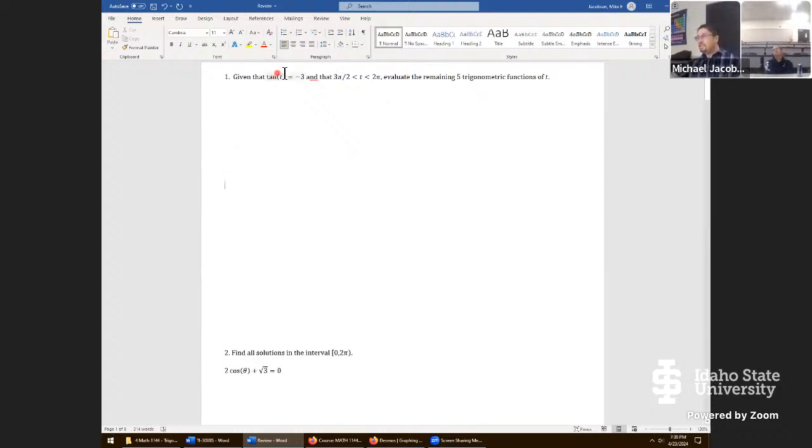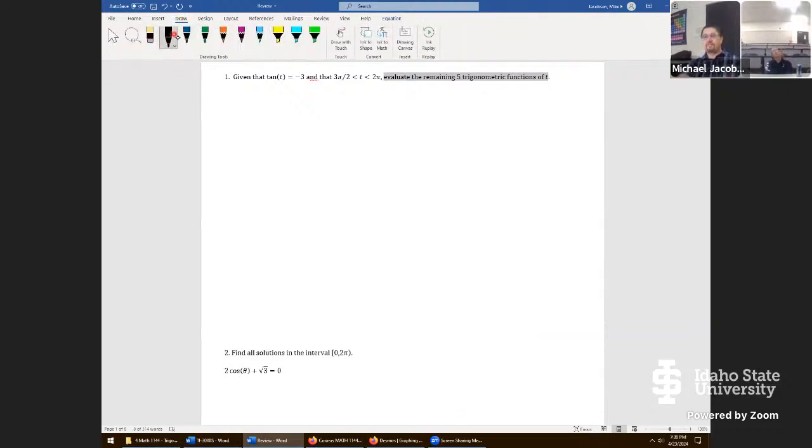They tell us tangent t is -3, and that the angle t is constrained between 3 pi over 2 and 2 pi, and we want to find the remaining 5 trigonometric functions of t. So this is a fun question in the sense that you kind of want to organize and start with the answer. We want to find sine of t. We're just going to leave these blank until we get there. Cosine of t.